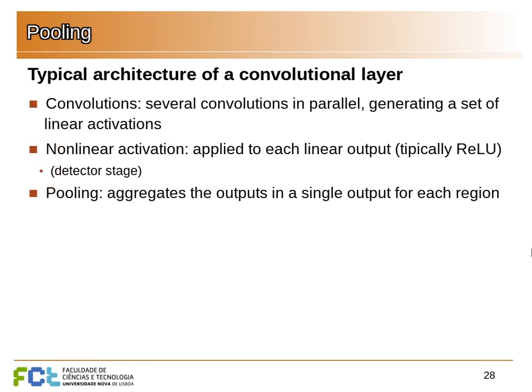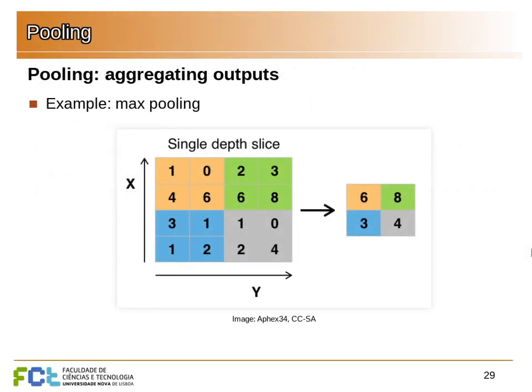Pooling is basically aggregating the outputs of a region into a single output, so that we reduce the size of the feature map or the data that we are passing on through the network. For example, max pooling: if we use a max pooling of 2 by 2 with a stride of 2, what we are doing is, starting from this 4 by 4 map here, we generate a 2 by 2 map where we take the maximum of each of these regions.